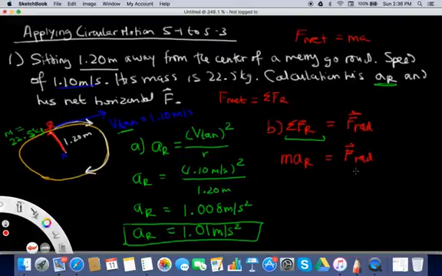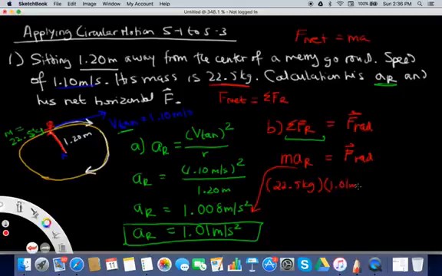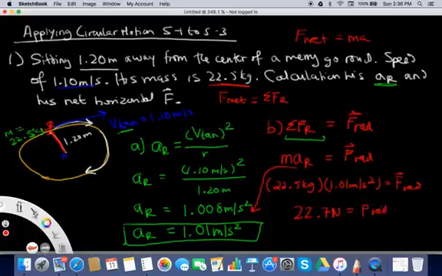What information are we given here? We're given his mass, 22.5 kilograms, so we can plug that in. And his centripetal acceleration we already calculated right here, so we can plug in that value, 1.01 meters per second squared. If we type this into our calculator, we get 22.7 newtons equals this radially inward force, or the net horizontal force acting on this kid. So this would be our answer to part B.